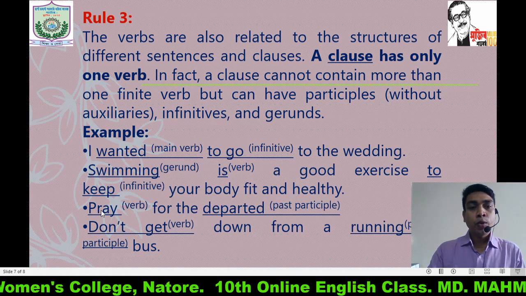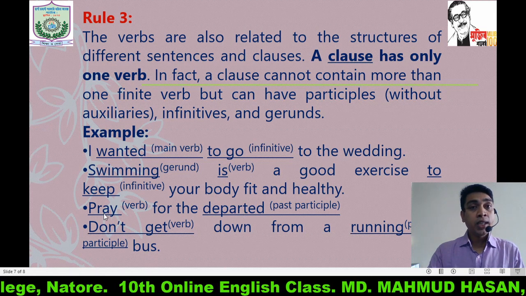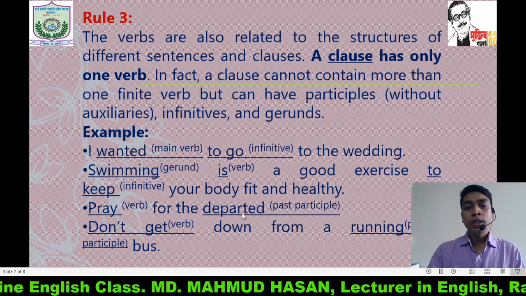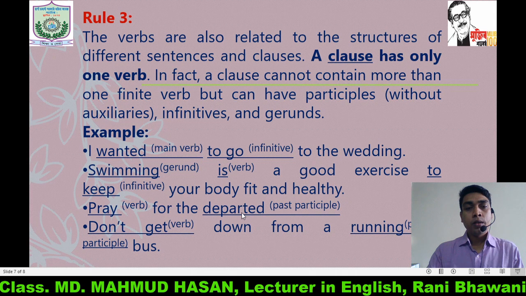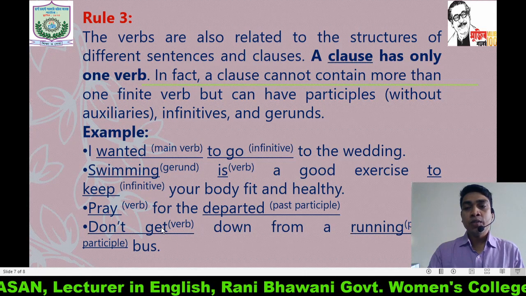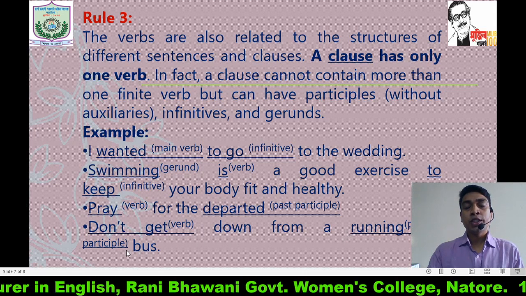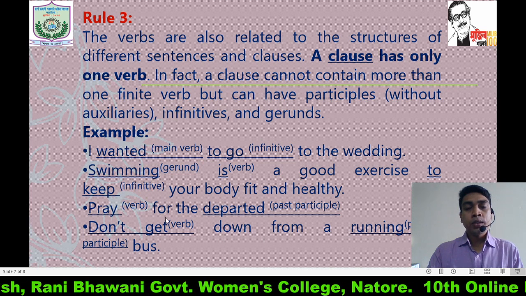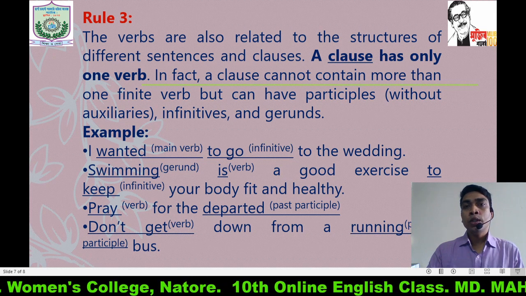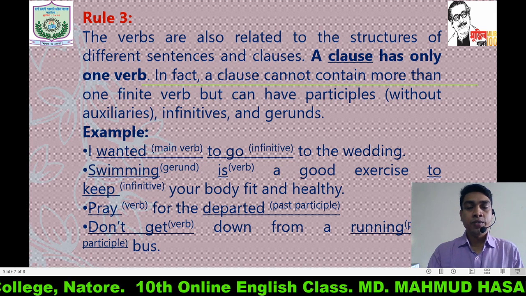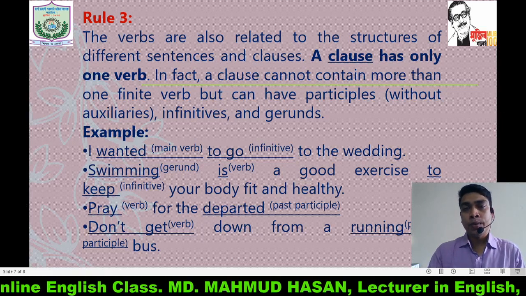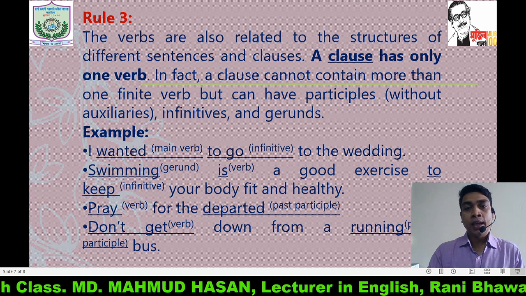In the third example, pray for the departed. Pray is the main verb and departed is the past participle form. Don't get down from a running bus. Get is the main verb here and running is the present participle. So from all these examples we have understood that in a sentence we must have a finite verb or main verb, and apart from that we can have participles, infinitive, and gerund.